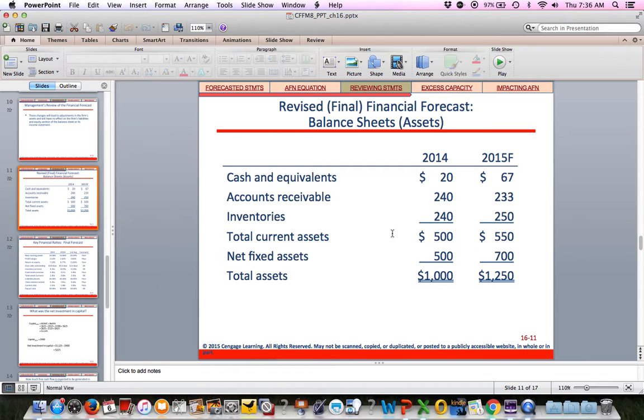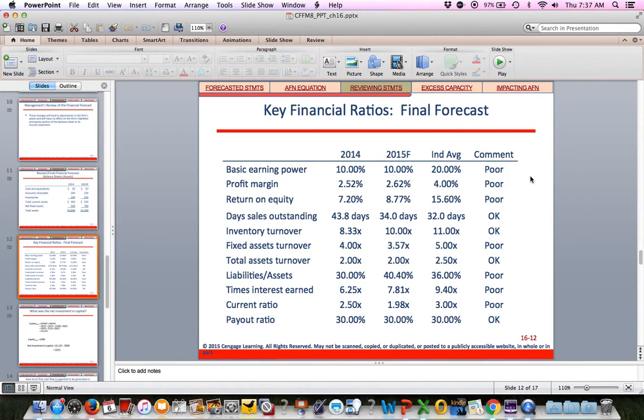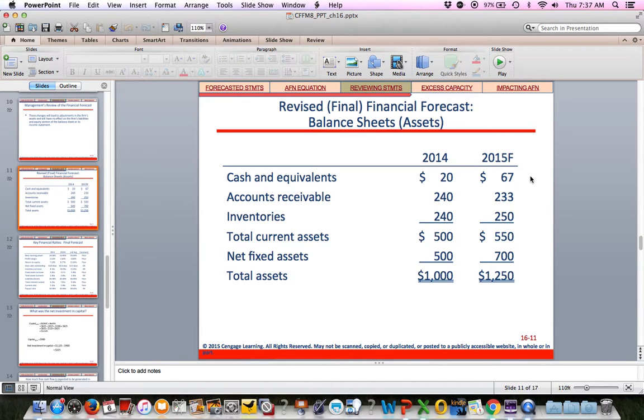So the new numbers for the forecast, so 14 is the same, but we're saying the forecast now will be a little bit different. We'll have more cash because we're going to get collected faster. That DSO is going to be only 34 days as opposed to almost 44 days. My receivables will go down because I'm reducing the DSO. So receivables goes down, but cash goes up. Inventory goes up still, but not as much as before. And then, of course, my fixed assets is going up to $700 million because of expansion.